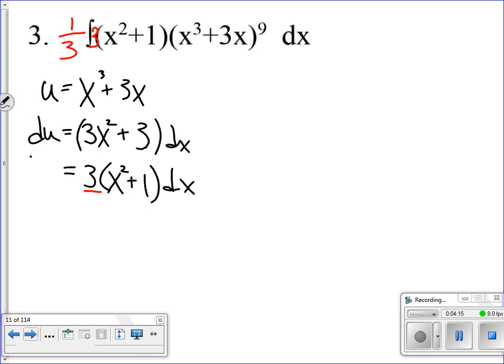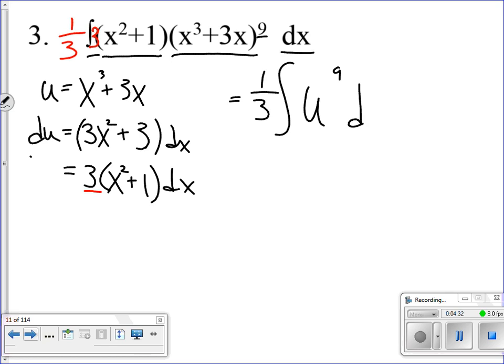With u sub, once you make sure your factors of du are in place, you rewrite it. So we have the 1/3. Always save the du for the end. So first we've got u to the 9th. And then the rest of it, the 3 times the x squared plus 1 times the dx, all that is your du. Once you've converted everything to u's and du's, take the antiderivative, again using the power rule. We add 1 to the old exponent, making it 10, and multiply by 1/10, the reciprocal of the new exponent. So this is the antiderivative.